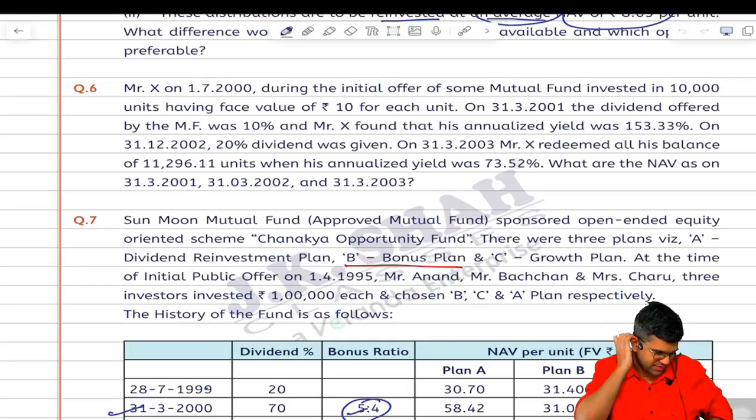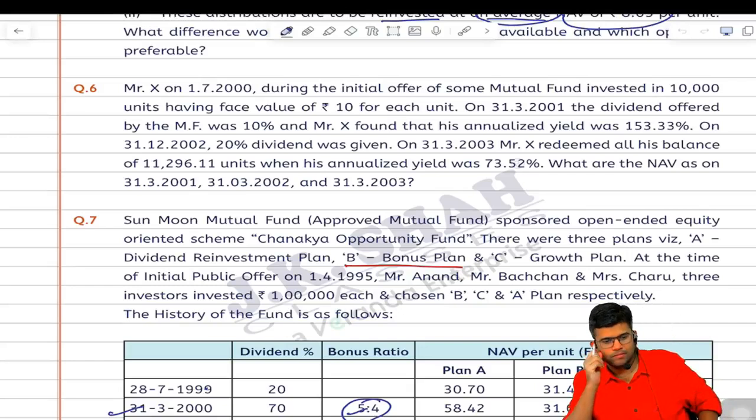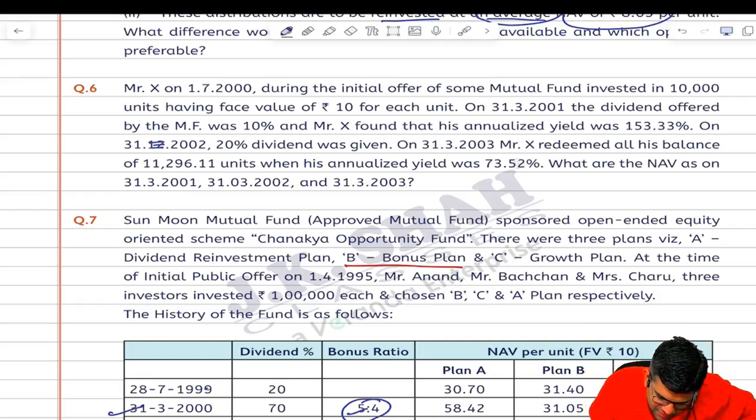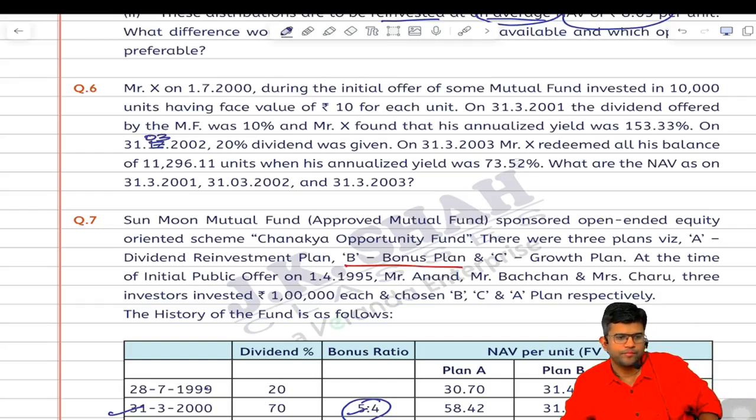Please read question number 6. One printing mistake. This is 31/3/2002, it should be 31/3/2000.